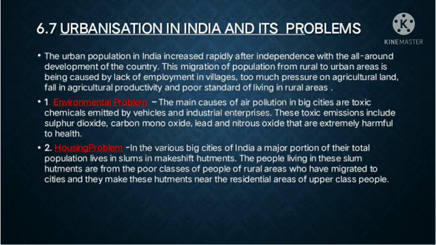Environmental problem. The main causes of air pollution in big cities are toxic chemicals emitted by vehicles and industrial enterprises. These toxic emissions include sulfur dioxide, carbon monoxide, lead, and nitrous oxide that are extremely harmful to health. Housing problem. In the various big cities of India, a major portion of their total population lives in slums in makeshift hutments. The people living in these slum hutments are from the poor classes of people of rural areas who have migrated to cities, and they make these hutments near the residential areas of upper class people.